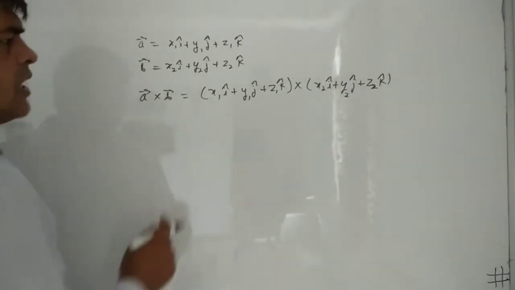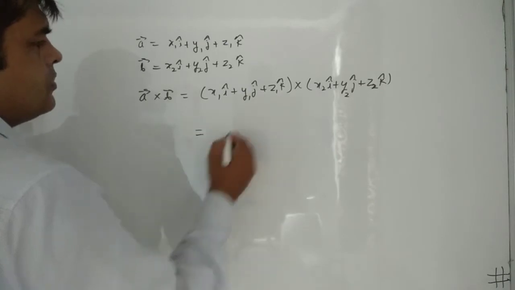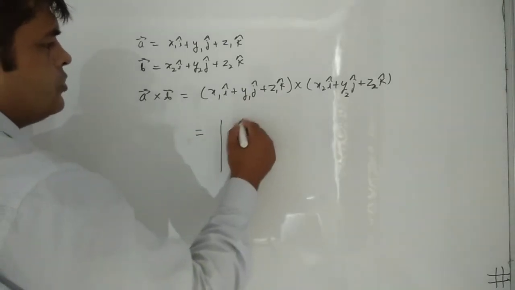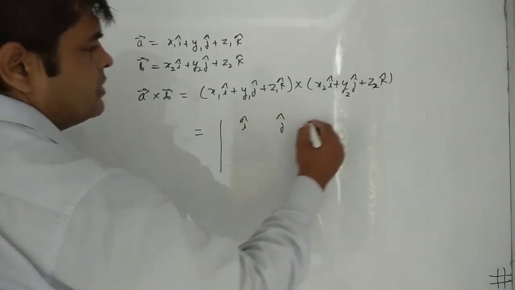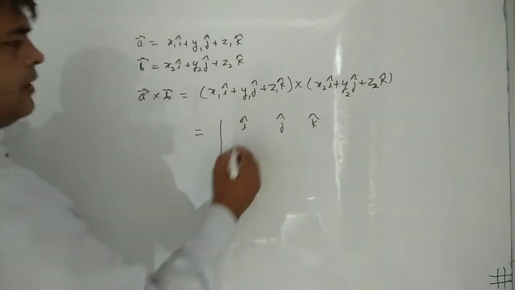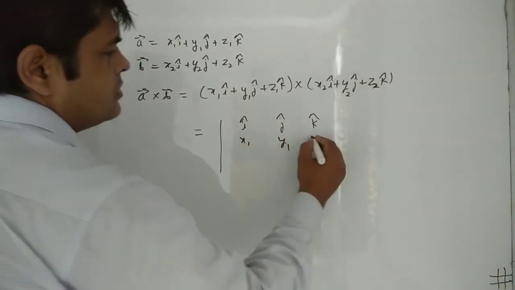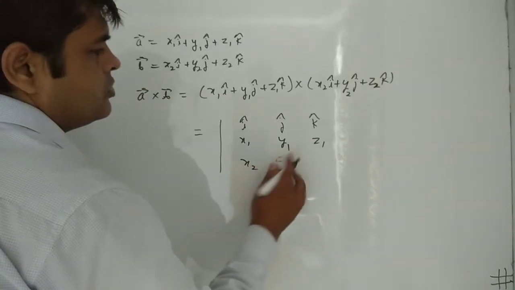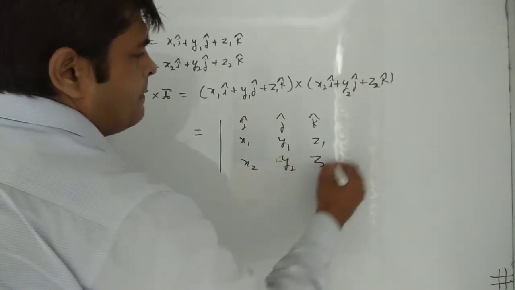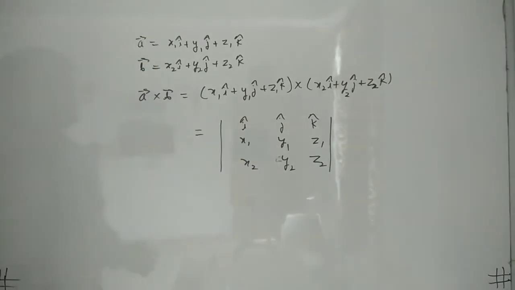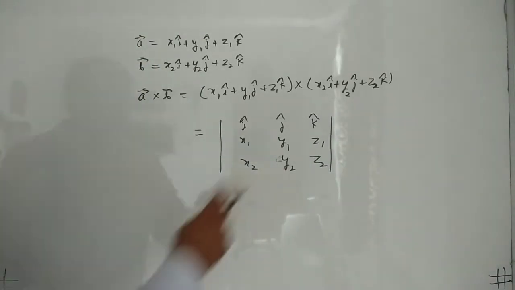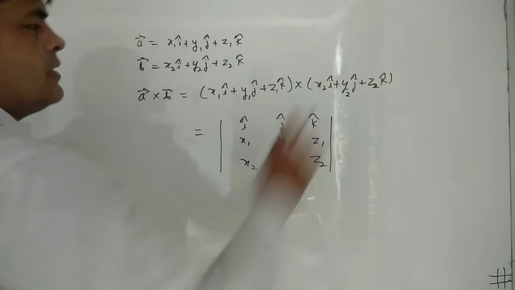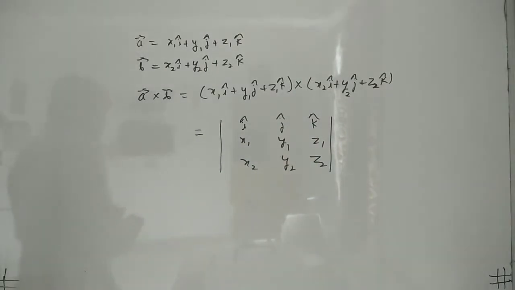There is a smarter and simpler way also. You can use the determinant to evaluate this. You have i, j, k, x1, y1, z1, x2, y2 and z2. And this determinant will give you the same result as you can obtain by direct multiplication. So this is a unique way for multiplication of two vectors.